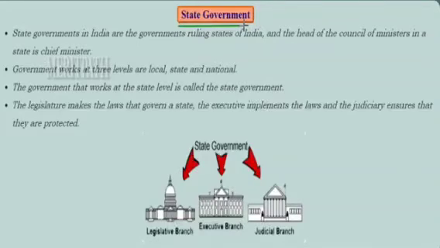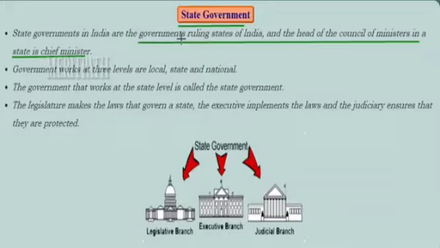The name of the new chapter we are going to study is state government. In India, the state governments are those governments which rule the states of India. India has many states, right? So a separate government system is there for ruling each state, which is known as the state government.